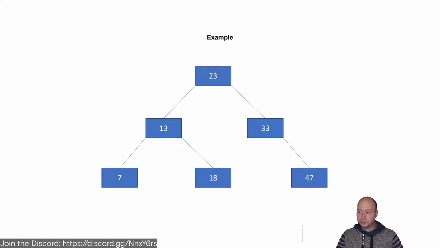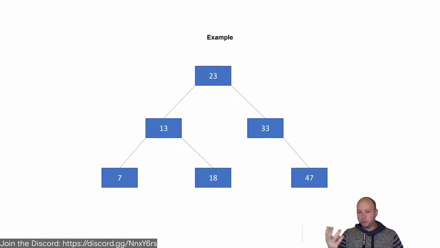That's in order. For the pre-order, what we would do is first go through our own node. So we'd print 23, and we'd go down to 13. We'd print 13. We'd go down to the left and print 7. No more leaf nodes. We pop back up, and then 18, and then pop back up, and we go 33, and then 47. And so that would look like, as a fast replay: 23, 13, 7, 18, 33, 47.